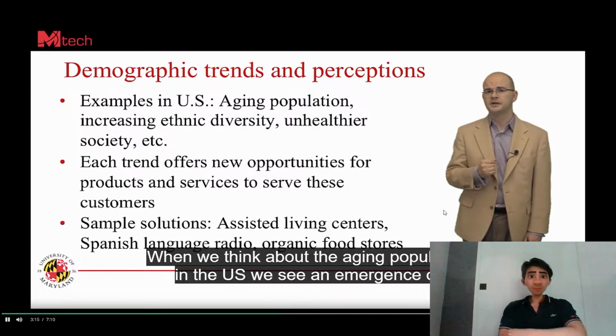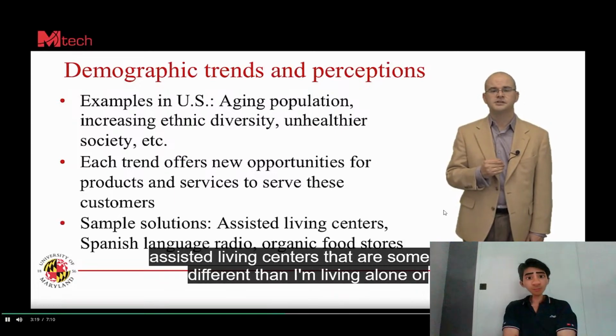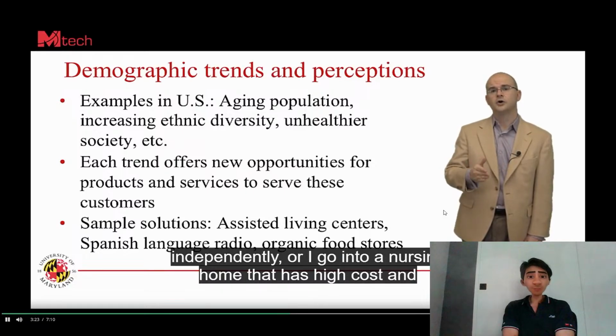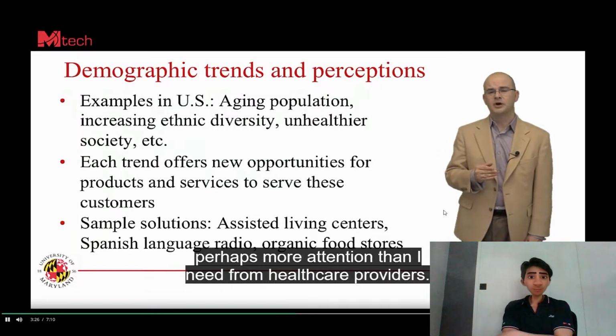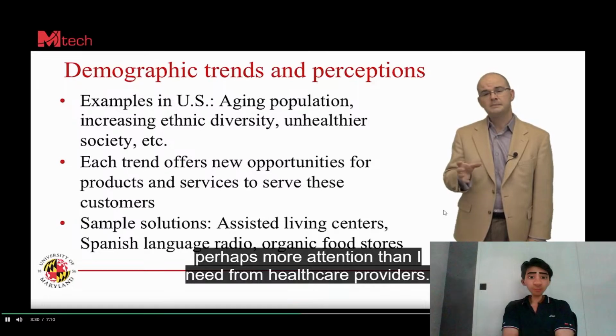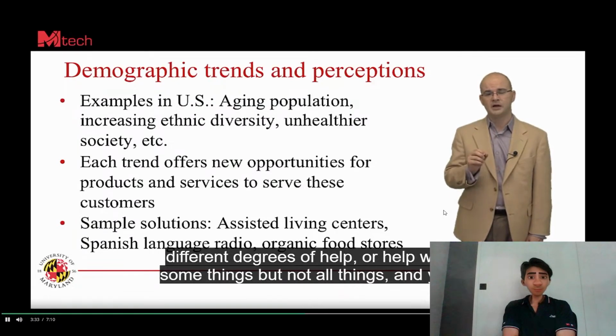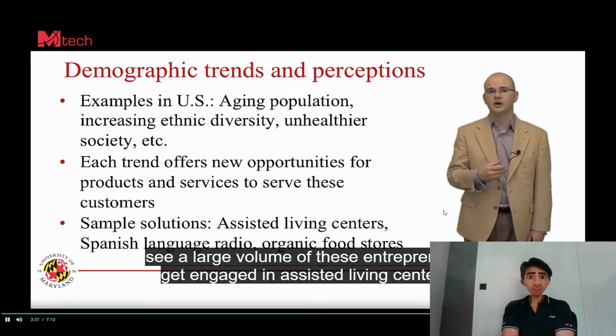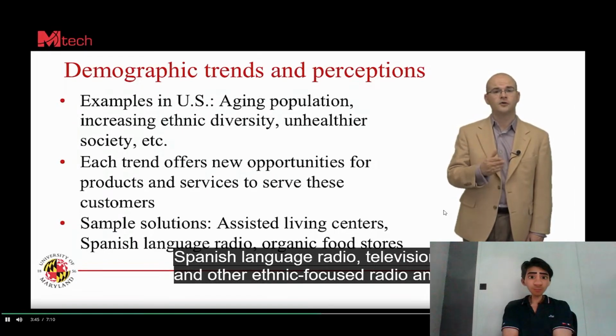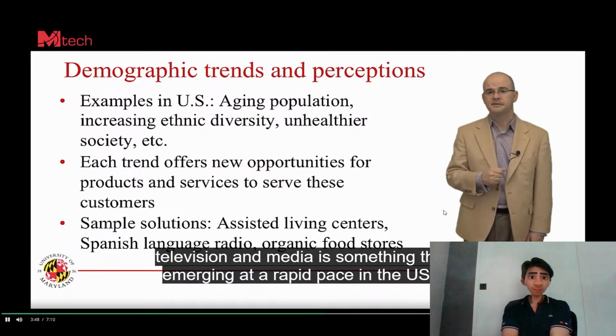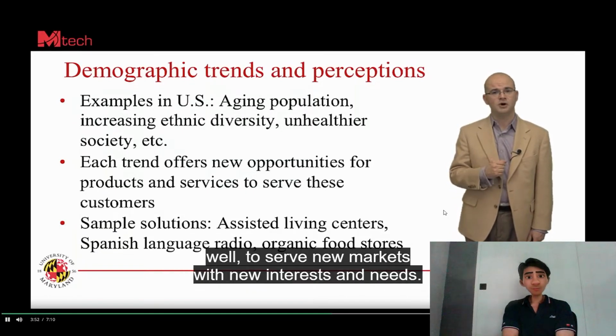When we think about the aging population in the U.S., we see an emergence of assisted living centers that are something different than I'm living alone or independently, or I go into a nursing home that has high costs and perhaps more attention than I need from healthcare providers. Maybe there's a middle ground where I need some help or different degrees of help or help with some things but not all things, and you see a large volume of these entrepreneurs get engaged in assisted living centers. Spanish language radio, television, and other ethnic-focused radio and television and media is something that's emerging at a rapid pace in the U.S. as well to serve new markets with new interests and needs.